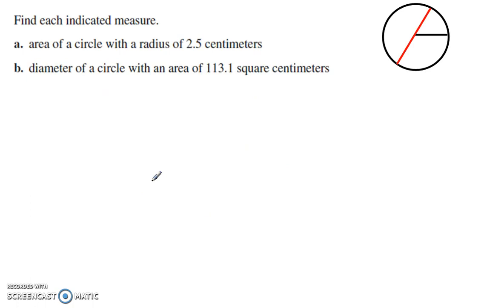For the area of a circle, if you're given the radius, not a big deal. Pi r squared, plug that in. For the diameter, remember that the diameter is 2 times the radius, so you'd have to split that in half. If we want to find the diameter, we can find the radius, and then we would have to double the radius. So for the area, A equals pi r squared, and then just plug 2.5 in for r and calculate.